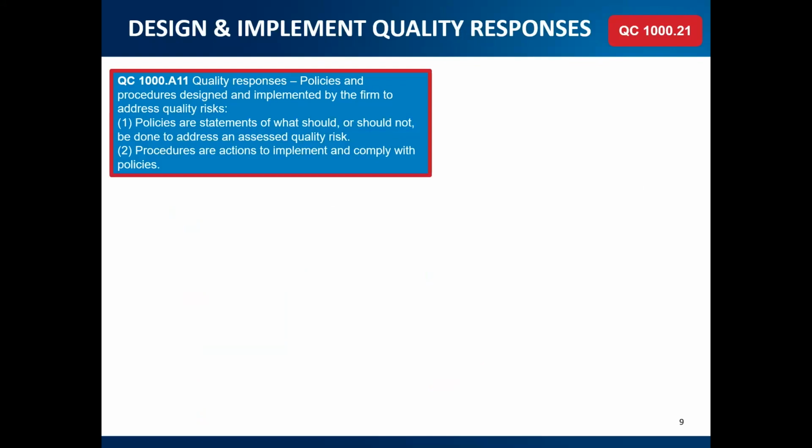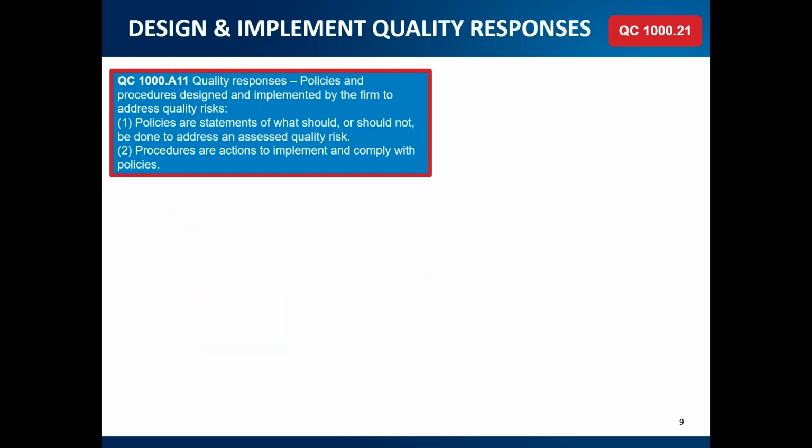Quality responses are defined in Appendix A of QC 1000 as policies and procedures designed and implemented by the firm to address quality risks. Policies are statements of what should or should not be done to address and assess quality risk, and procedures are actions to implement and comply with policies.